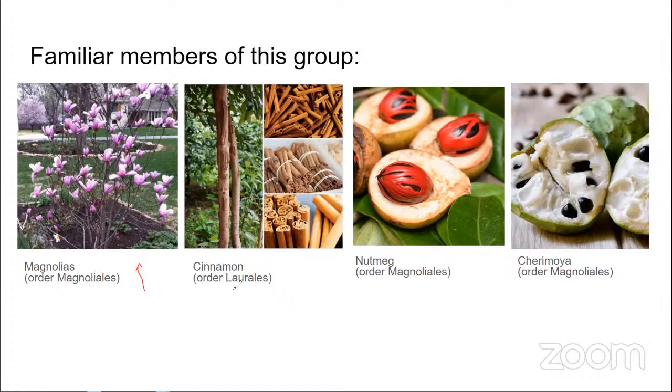Cinnamon is part of the order Laurales. So the laurels, bay leaves, bay laurels are in this group as well. So cinnamon is actually the bark of a tree. So here we see that tree, and the cinnamon that gets peeled off in strips, where that comes from. So again, that has that sort of aromatic trait, right?